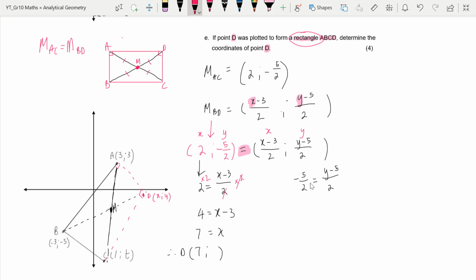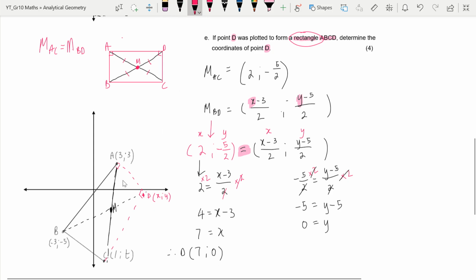With this one, equations with fractions, not just one way of doing this, but I'm going to multiply both sides by 2, because then that cancels out with that. And now we've got negative 5 left on the left, and on the right we are left with y minus 5. So to get y by itself, I'm just going to plus 5 on both sides. So then I've got negative 5 plus 5, which is 0. So that means that coordinate D has an x value of 7 and a y value of 0. And that's coordinate D.